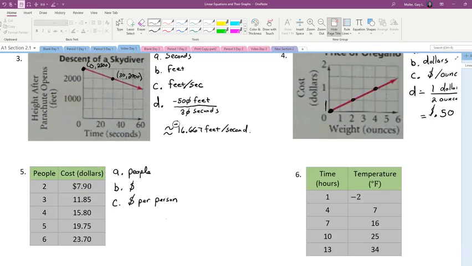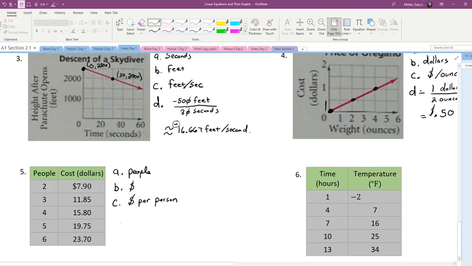With 2 people, $7.90, 3 people it goes up, 4 people it goes up. And so whatever this might be, whether it's renting a go-kart or going bowling or something, I don't know, but it's something that goes up every time we add a person. And so the unit is dollars per person.